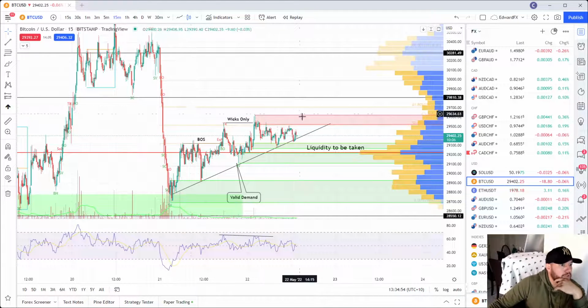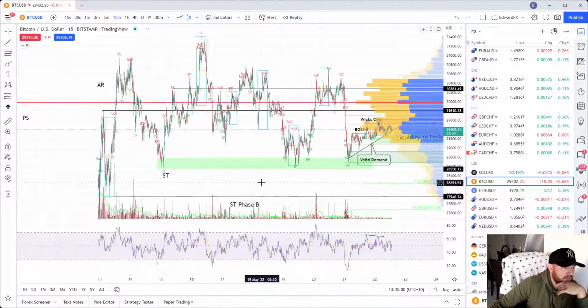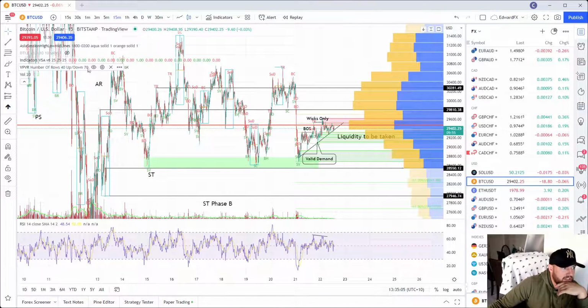So for continuation into the trend direction. In this case, there's no trend. Like we're ranging. We're really ranging. Pretty sure we can see that.